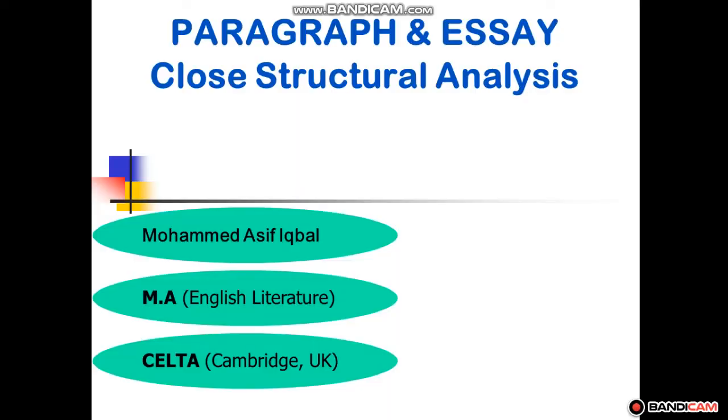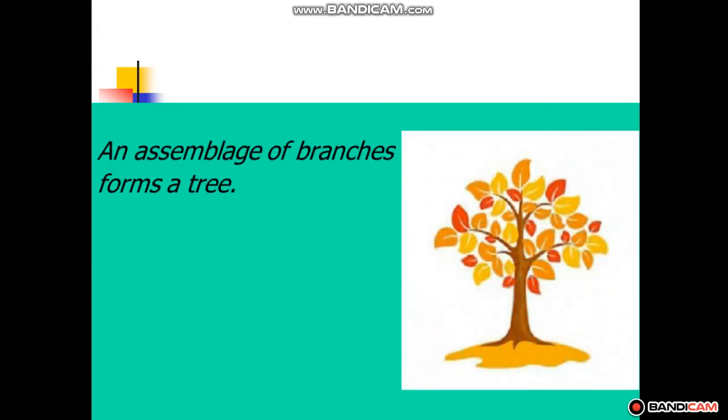Okay, we are good to go. So let's start with the structural analysis of paragraph. First of all, we can see here, as in the course of nature, an assemblage of branches forms a tree. You can see this tree, call it a plant or a tree. And the branches get together, so they form a plant or a tree. Well, that's the law of nature.